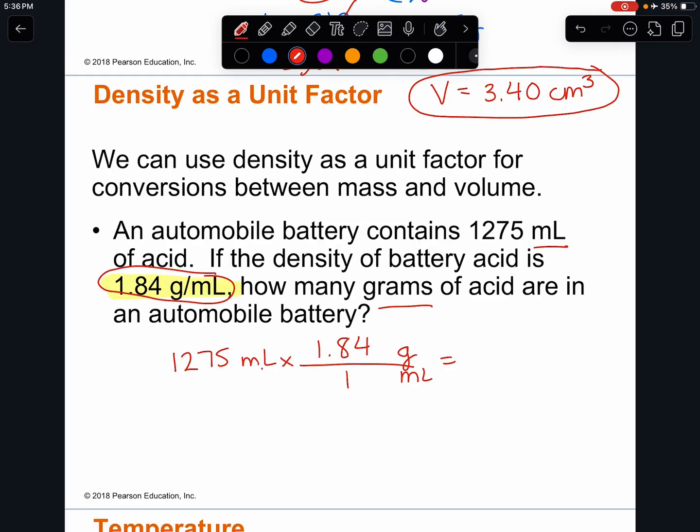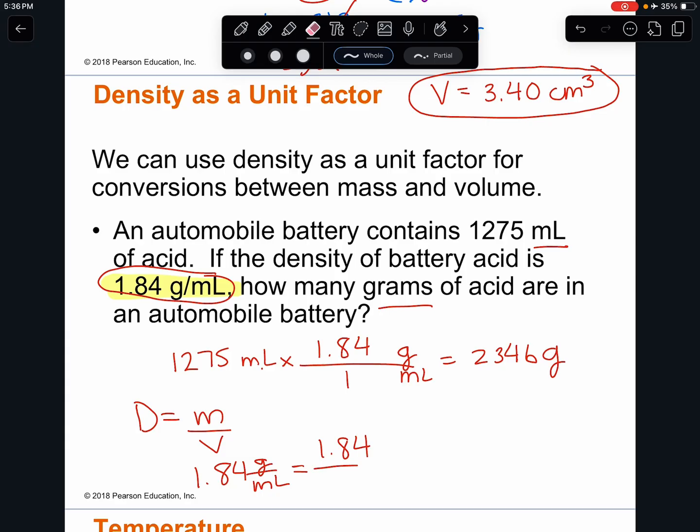So when I multiply those, I do that right now in my calculator, 1,275 times 1.84, I get 2,346 grams, okay? Another way you could do this is you could use the equation density equals mass over volume. If you're given your density as 1.84 grams per milliliter, forget that I said that. I put it in the wrong spot. We are trying to find our mass.